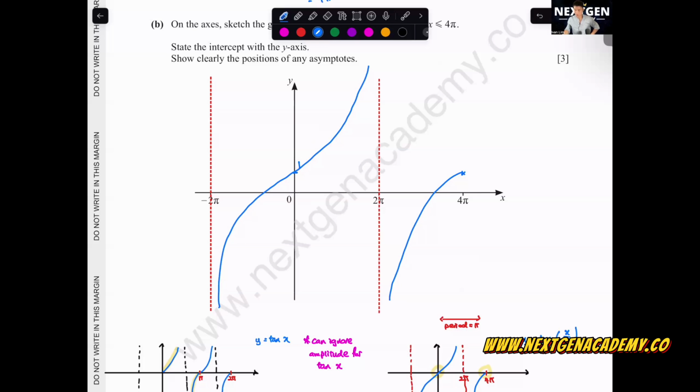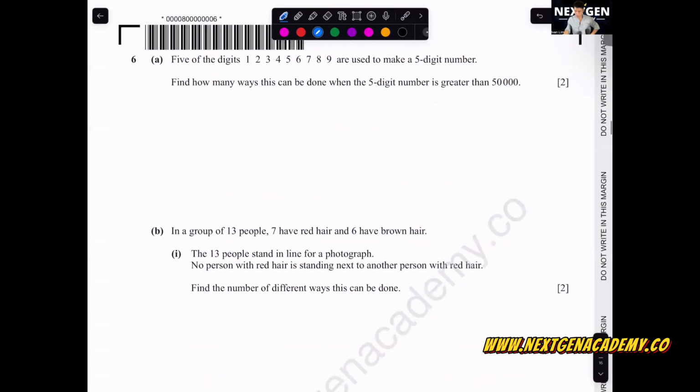Okay, let's go to question number 6. 5 of the digits 1, 2, 3, 4, 5, 6, 7, 8, 9 are used to make a 5-digit number. Find how many ways this can be done when the 5-digit number is greater than 50,000. So we have greater than 50,000. What is the restriction? We have 5-digit numbers, so 1, 2, 3, 4, 5. We need to start with 5, 6, 7, 8, 9. The first digit is 5, 6, 7, 8, or 9. Any other restriction? Nothing else, right?